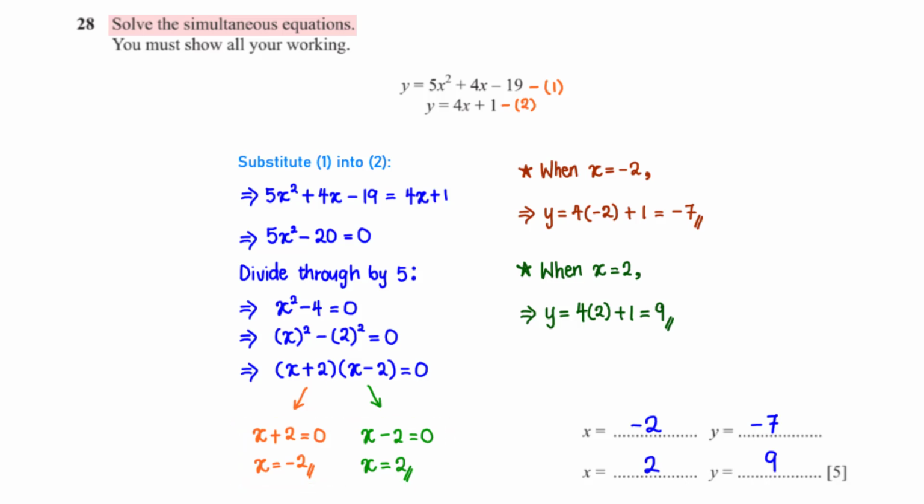To get the corresponding y values, we substitute the values of x in either equation 1 or equation 2. Let's pick equation 2. When x is -2, we get y equals -7. And when x is 2, we get y equals 9.